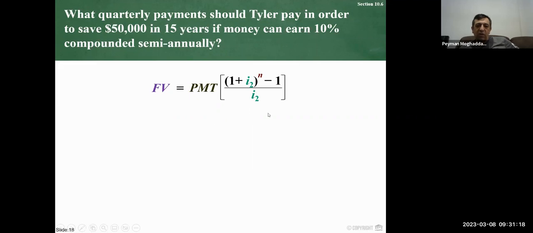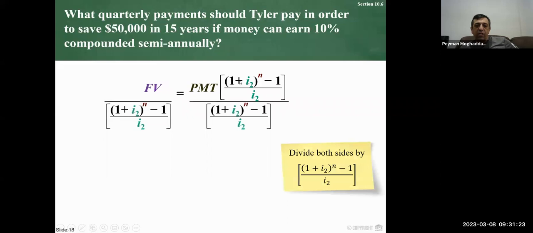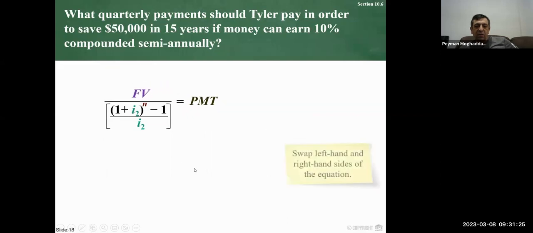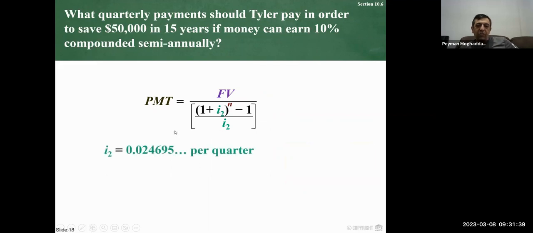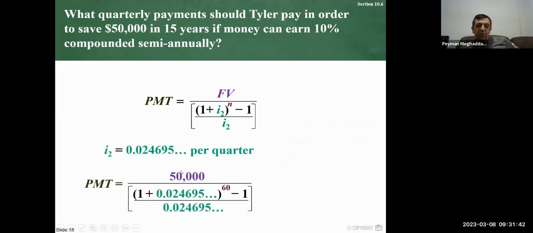Okay, so it's just one way of doing it. The other way is to divide the whole thing by this. This is going to be a little confusing, but it's okay. So this guy multiplied by PMT is going to be the future value. Now if you want to isolate the PMT, it's going to be the future value divided by this guy. And now you have to put the stuff there, right? So you have I2, and then you have to calculate this, okay?